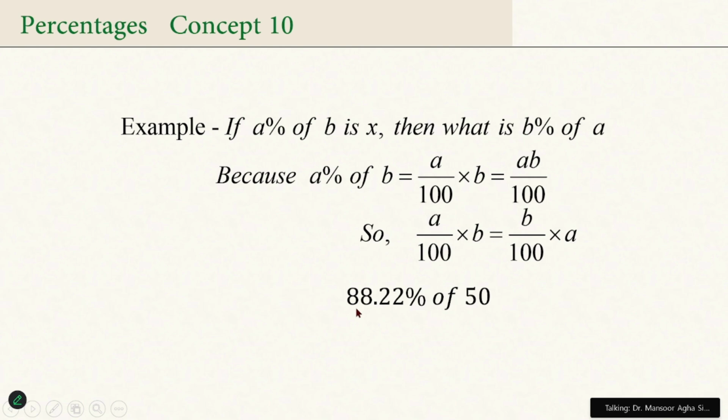Suppose you have to calculate 88.22% of 50, which is a difficult calculation. This is where you use this concept that A% of B is equal to B% of A. We cannot easily calculate 88.22% of 50, but we can definitely calculate 50% of 88.22. And 50% of 88.22 is very easy to calculate. It is 44.11.